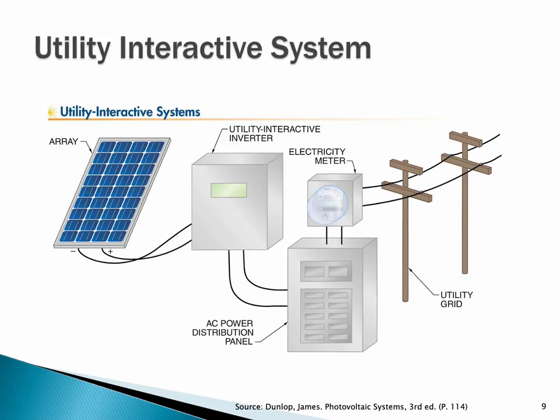So here's a utility intertie system. Here we have the grid coming into a service meter, a service panel. Out of the service panel, we have a breaker connected to an inverter that's connected to an array. So we're going to generate DC electricity. The inverter is going to interact with the utility and our electrical infrastructure and create an artificial sine wave that is of a certain voltage and a certain frequency that will be compatible for the utility.